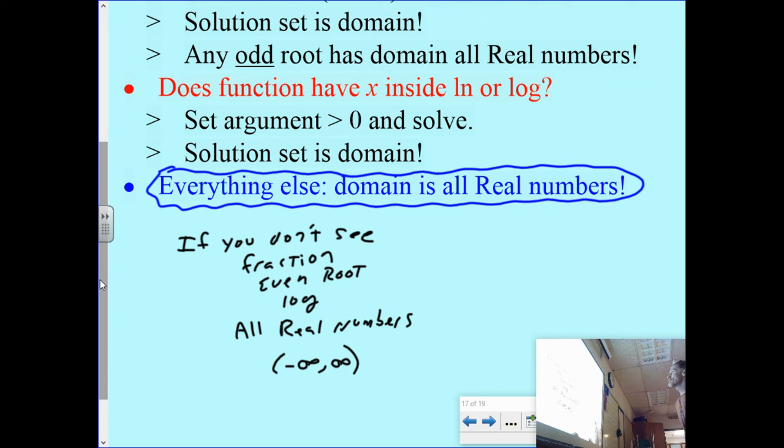You're going to have an assignment on doing that algebraically. That will definitely be on the test. So know those three things: rational, radical, and log. Everything else will be all real numbers, and you'll be good to go.